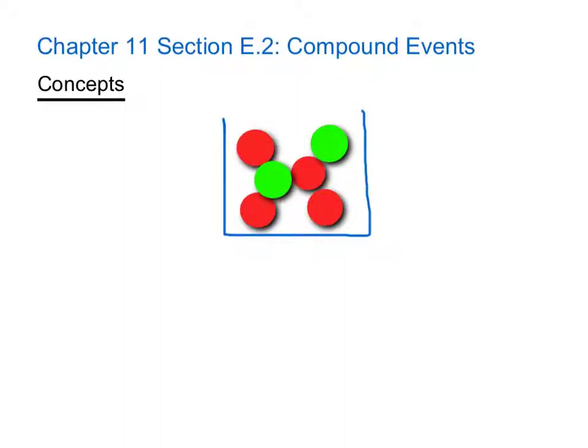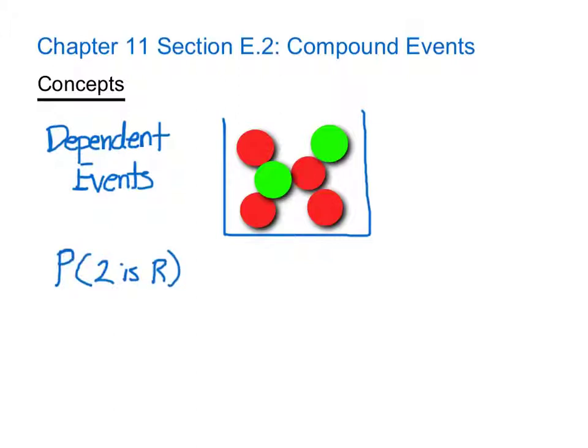In this video, we'll be looking at Chapter 11, Section E.2 on compound events, and more specifically, we'll be looking at dependent events. Let's look at the example where we have 4 red marbles and 2 green marbles in a cup. Let's say that one marble is removed at random and set aside, and then a second marble is drawn, and we want to find the probability of the second marble being red.